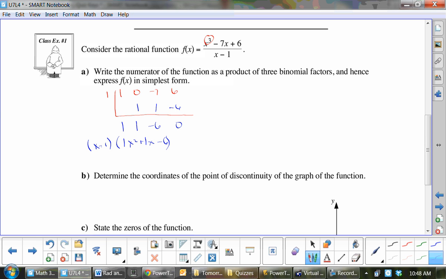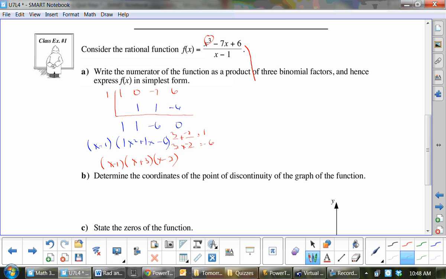Now, since it's x squared, I can factor it. So what could I find that I need to add to 1 and multiply to negative 6? What are they? 3 and negative 2. So this factors to be x minus 1, x plus 3, x minus 2. So I factored the top, right?